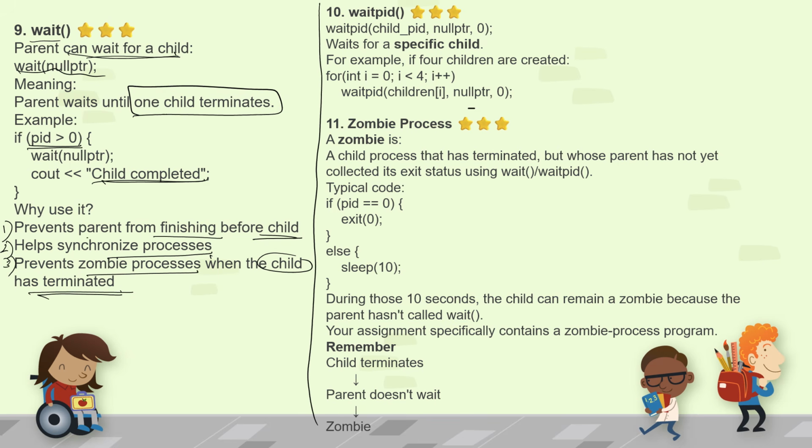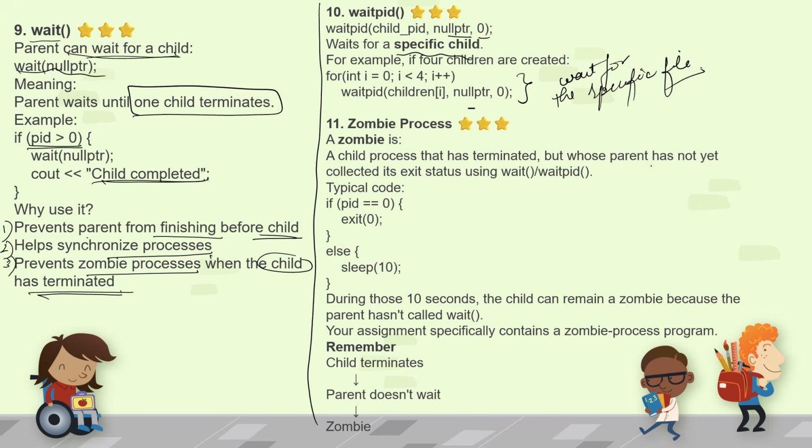Next, waitpid. It takes your child process ID, a null pointer, and 0. It waits for a specific child. Suppose 4 children are created in a loop; it will wait for the specific child to execute.